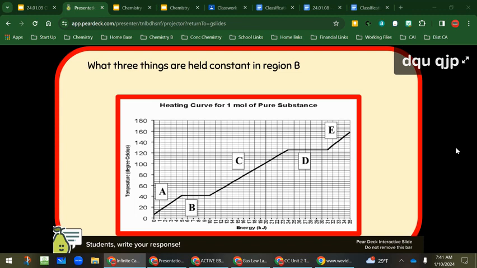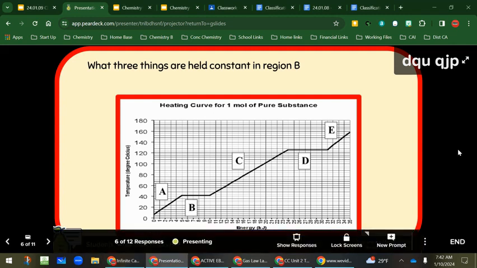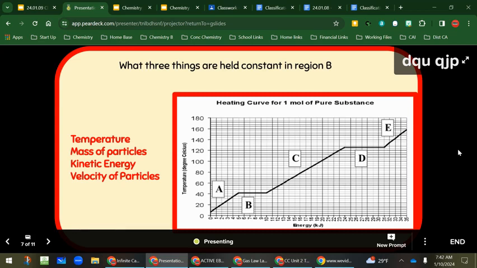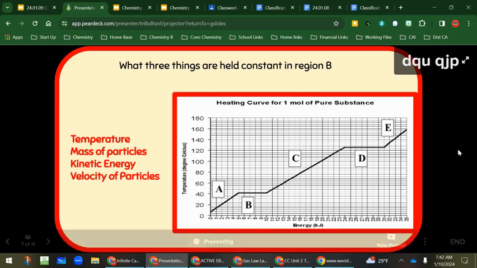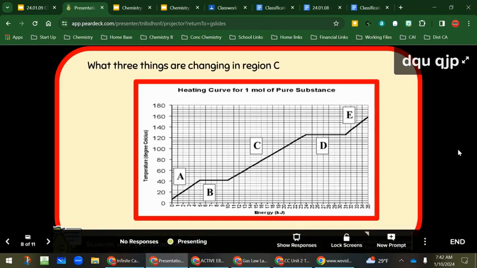Kinetic energy is not. Otherwise, the temperature would have to be going up. What is the third thing that is not increasing in area B? The velocity of the particles. All three of those are connected, ladies and gentlemen. So yes, we were looking for the temperature. By the way, we could also say the mass of the particles, the kinetic energy, the velocity of the particles. Those are all things that are held constant in area B, okay? In region B. Questions? All right.